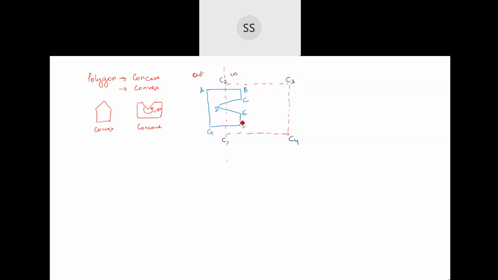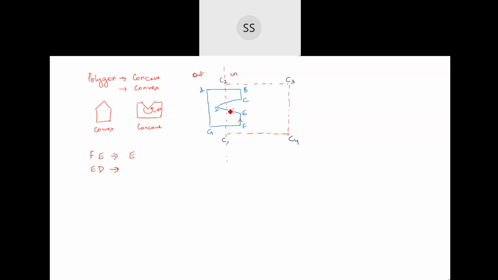We always process the edges in an anti-clockwise direction. So if I start from here and take FE, both the vertices are inside the window. So I'll be outputting my second vertex. Now I'm going to take the next edge, that is ED. ED is going from in to out.